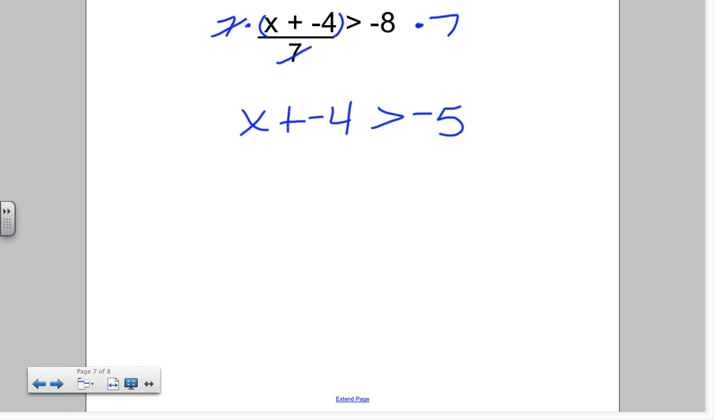-56. Now, do you know how to solve a problem like this? Yeah. You see? One step. All it took to get to something that you already know how to do.